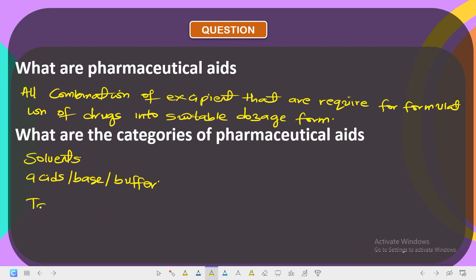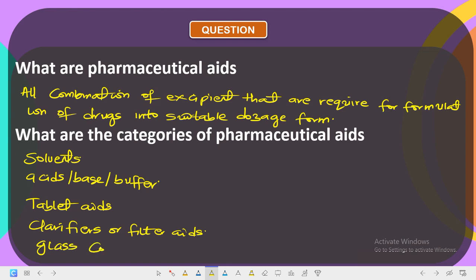We have tablet aids, we have clarifiers or filter aids. Then we have glass containers. These are the ones I can remember. These are the categories of pharmaceutical aids.